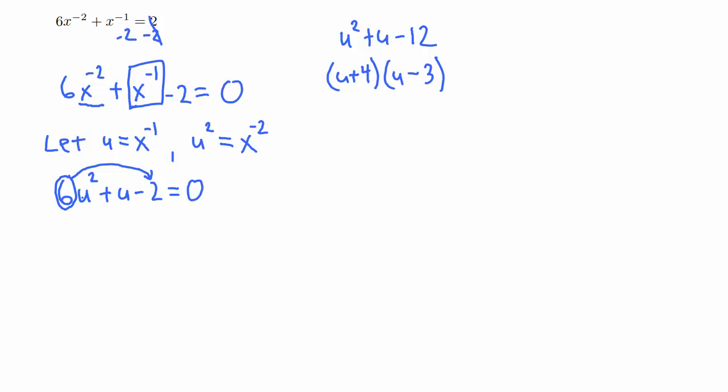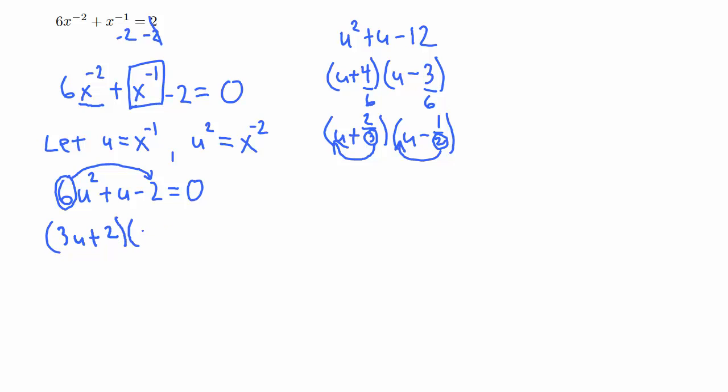But remember, this last term here was multiplied by 6, so we need to divide by 6 now. So it gives me u plus 2/3 times u minus 1/2. And here's where the term bottoms up comes in. Anytime you have a denominator, it goes up in front of the variable within that factor. So the factorization is going to be 3u plus 2 times 2u minus 1, and that's equal to 0.